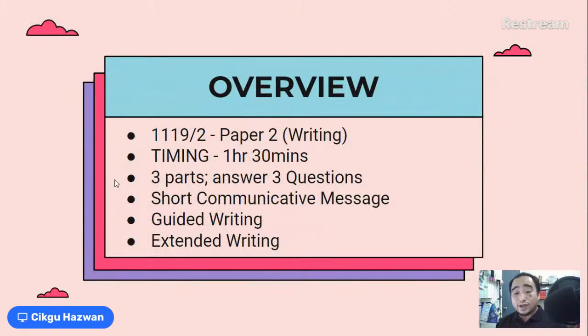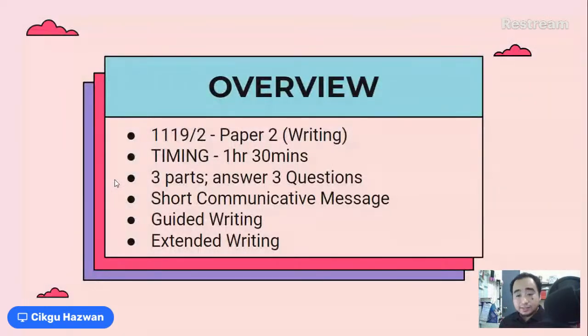So the overview. What is 1119 paper 2? 1119 paper 2 is a writing paper. As you know, there are 4 papers for you, 1119/1 until 4, and 1119/2 is the writing paper. You are required to answer this paper in 1 hour and 30 minutes. In contrast with the previous format where you only had 2 questions to answer, for this new format, you have 3 questions to answer, and all questions are compulsory.